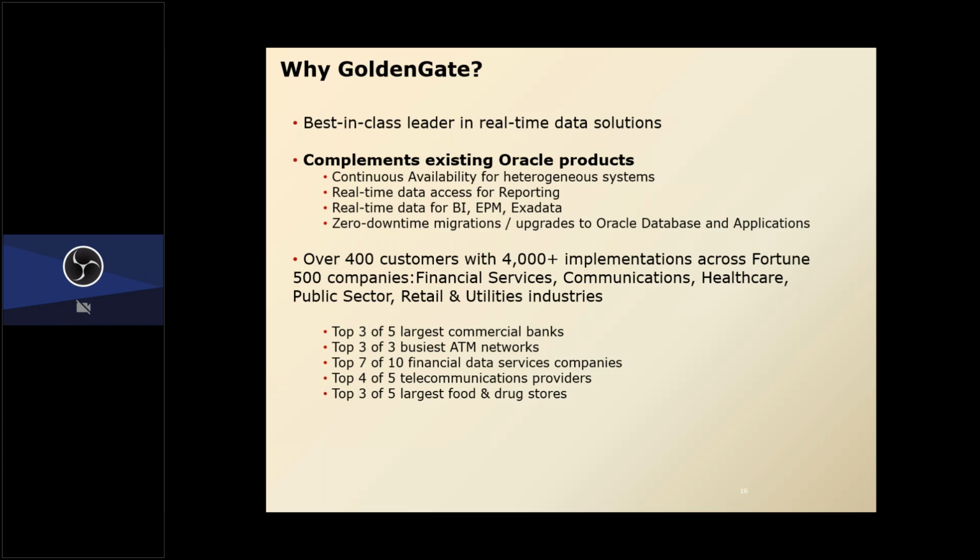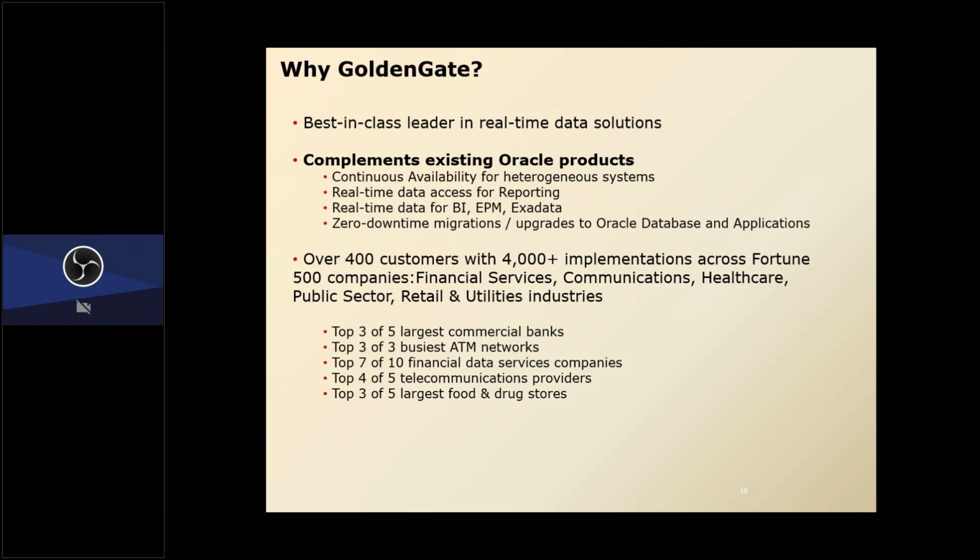It is being used for a lot of things, like it ensures continuous availability for heterogeneous systems, and real-time data access for reporting. When you set up Oracle Goldengate, you can use a target system for reporting purposes, which can offload a lot of queries from your main OLTP server. Real-time data for business intelligence. Goldengate along with Informatica or OBI is one of the best business intelligence solutions available in the market.